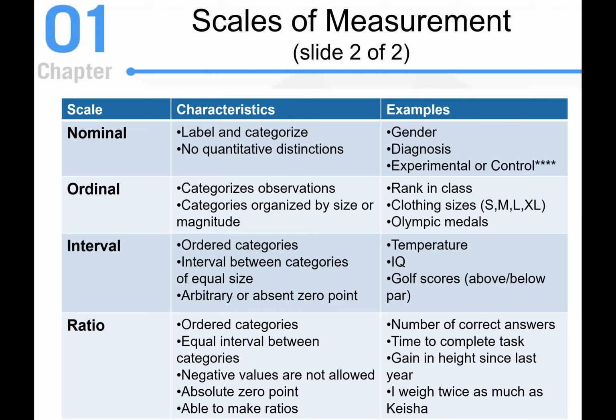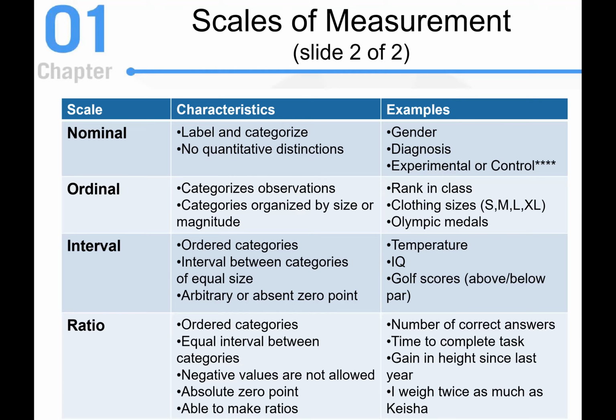That 10-degree difference is an interval. The intervals are of equal size. So we know that the difference between 50 degrees and 40 degrees is also 10 degrees. The difference between 110 Fahrenheit and 100 is also 10 degrees. All right. So again, those intervals between categories are going to be of equal size.